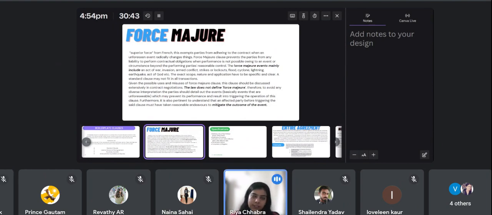So your force majeure clause is a type of clause which is derived from the French word superior force, which means any act which is out of control of human beings and we cannot control it. You can say act of God or any disastrous event where we cannot control the conditions or circumstances, and because of which the contract may get affected. All those things are covered in the force majeure clause.